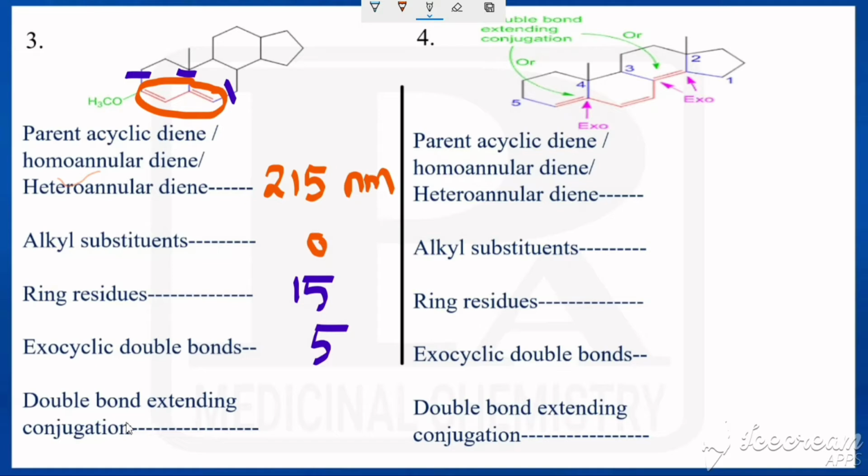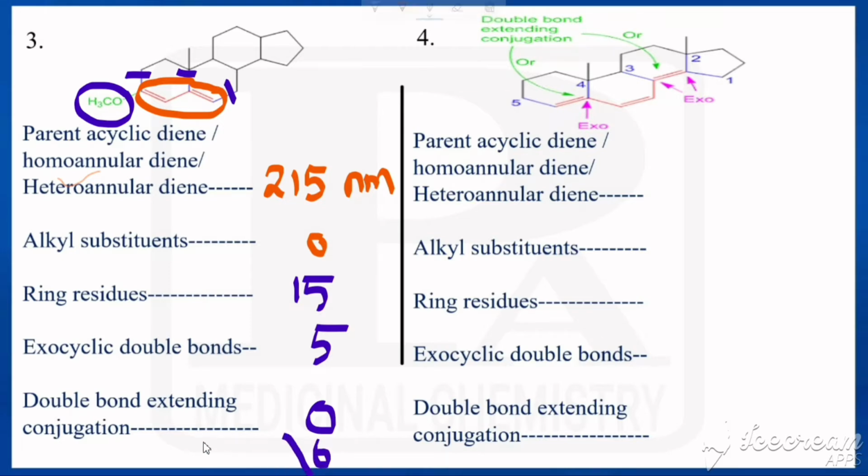Now double bond extending conjugation. Look at this, it is having only 2 bonds. That's why it is not having double bond extending conjugation. So that is 0. Now we have to tell about this one, that is the methoxy group. It is attached here. Methoxy comes under alkoxy, so for that we have to add 6.